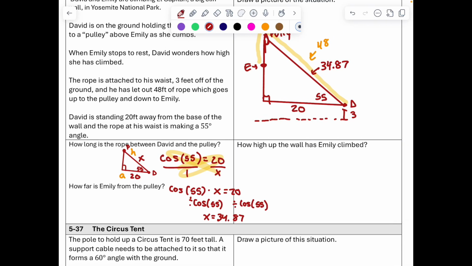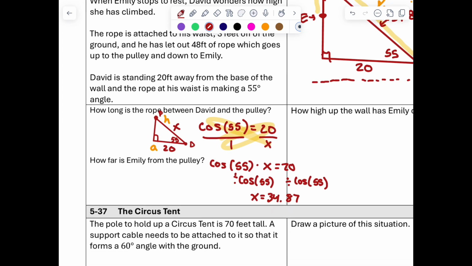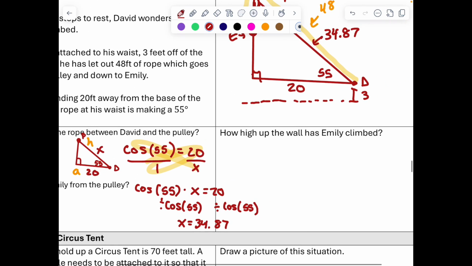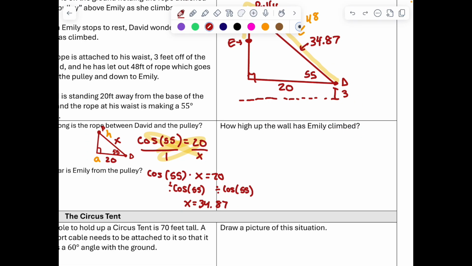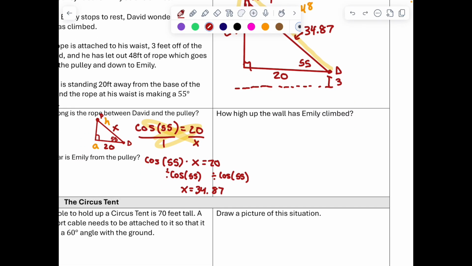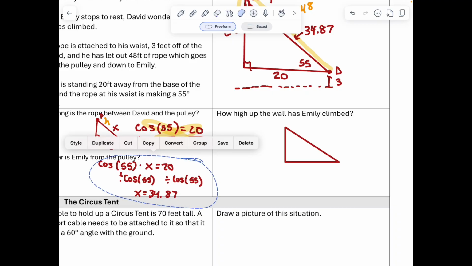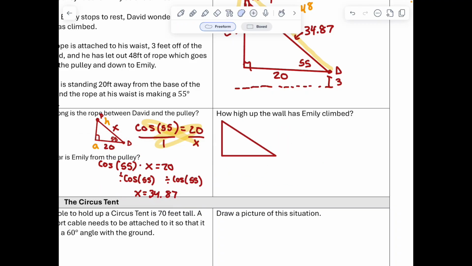And then how far is Emily from the pulley? I think we can kind of answer that by finding how high up the wall she has climbed. Those two questions we can answer with the same picture. So I'm going to redraw our picture over here. I'm going to move this over. So Emily's somewhere over here. Here's the pulley. We just found out this was 34.87, 55, and then we knew that was 20.